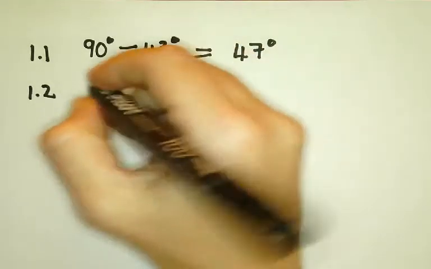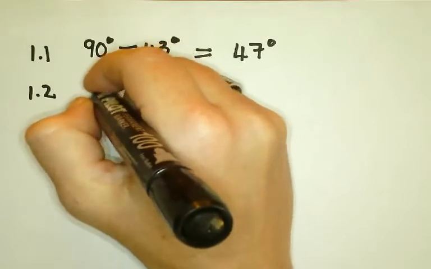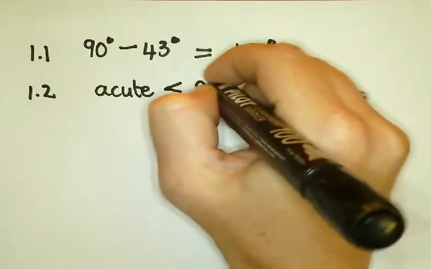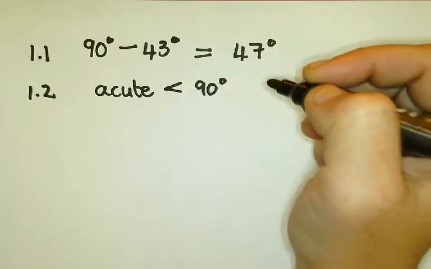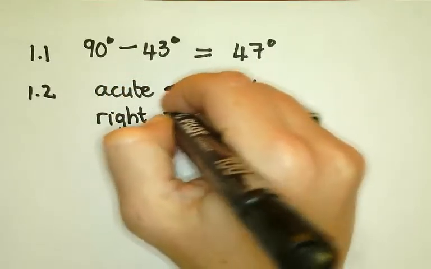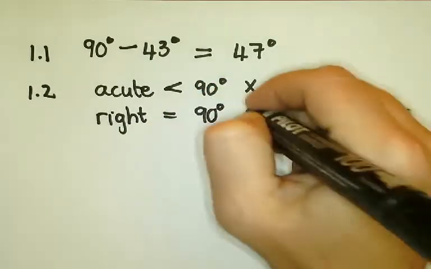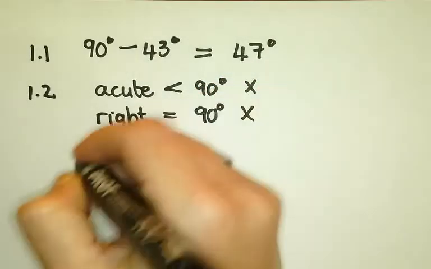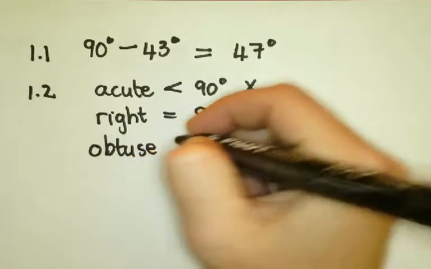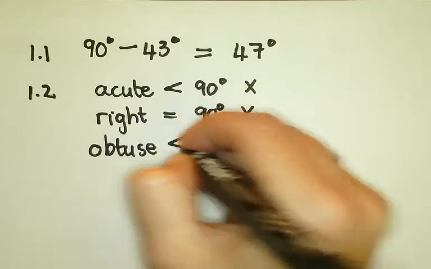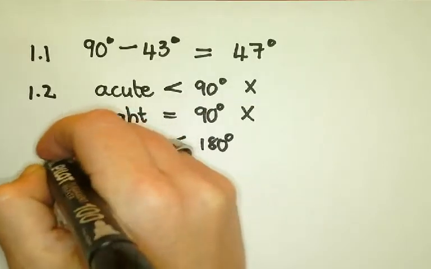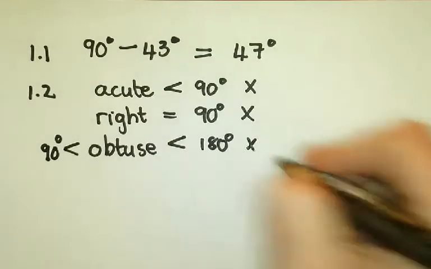Right, for 1.2 they want to know the angle of 245. So we have a couple of angles. We have acute, but acute angles are smaller than 90 degrees. So 240 doesn't fall there. We have right angles, which are equal to 90 degrees. 245 definitely doesn't fall there. We have obtuse angles. These angles are smaller than 180, but they are bigger than 90 degrees. 245 definitely doesn't fall there.